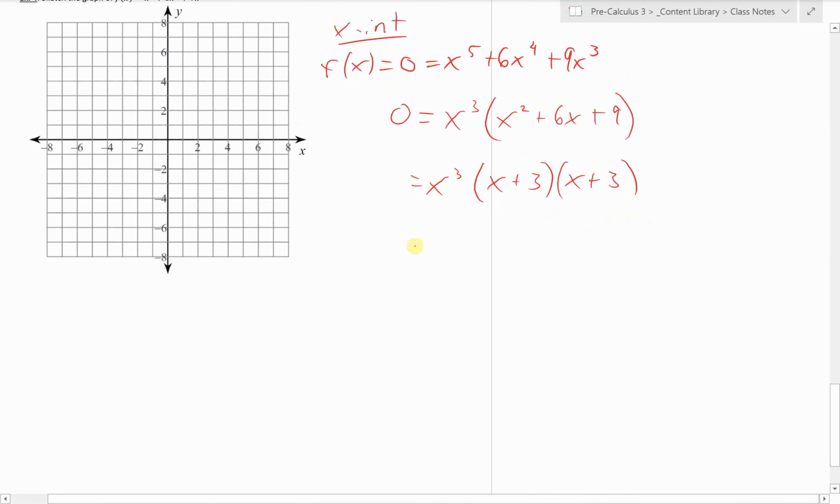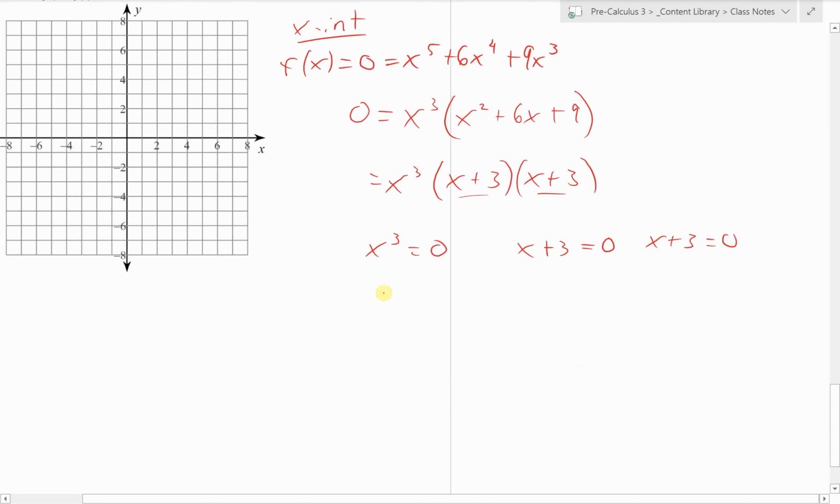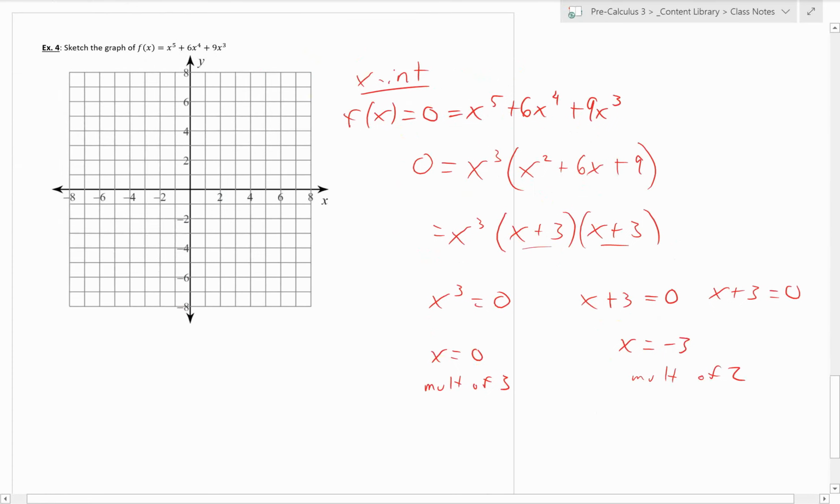This is a nice example here because it helps us focus on multiplicity. We have x cubed equal to 0. We also have x plus 3 equal to 0, and that actually happens 2 times from these two different factors, or two repeating factors. So here we have x equals 0 as our first x-intercept, and that has a multiplicity of 3. Here we have x equals negative 3, and that happens 2 times, so that has a multiplicity of 2. Remember, that's really important for determining how the x-intercept behaves.